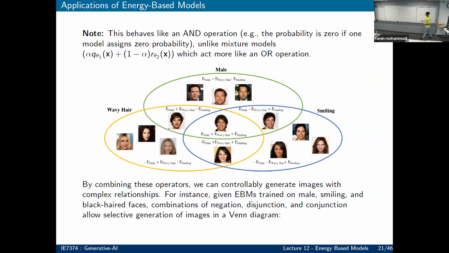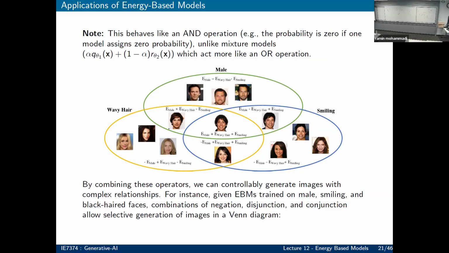Now, let's look at this example. You have image generation models. The one on the top is focused on males, the one on the left on wavy hair, and the one on the right on smiling. Depending on what you are trying to do, it's going to be conjunction, disjunction, or negation. You can go on this Venn diagram and figure out which region you will get, and that's how you can combine these models. If you're trying to do OR, it becomes all of this, and you combine them the way that you saw.